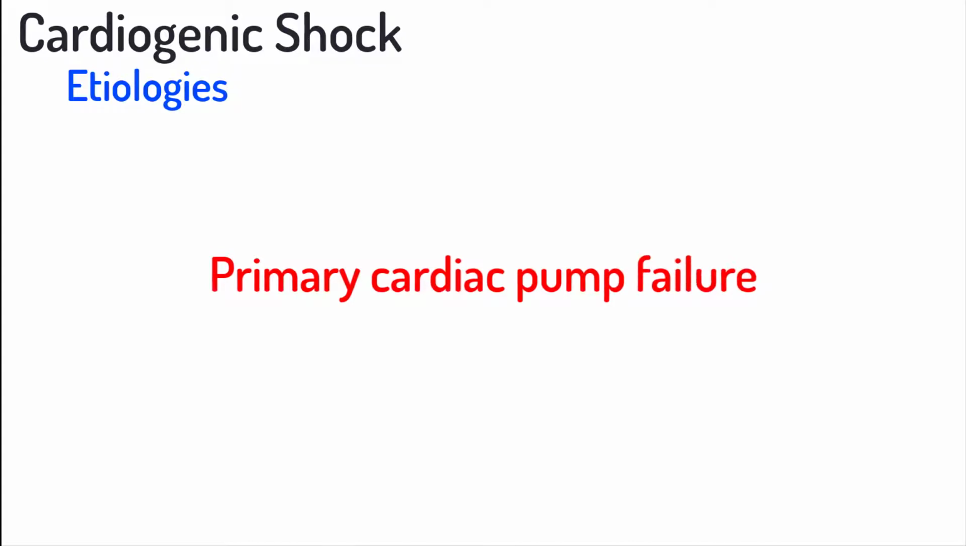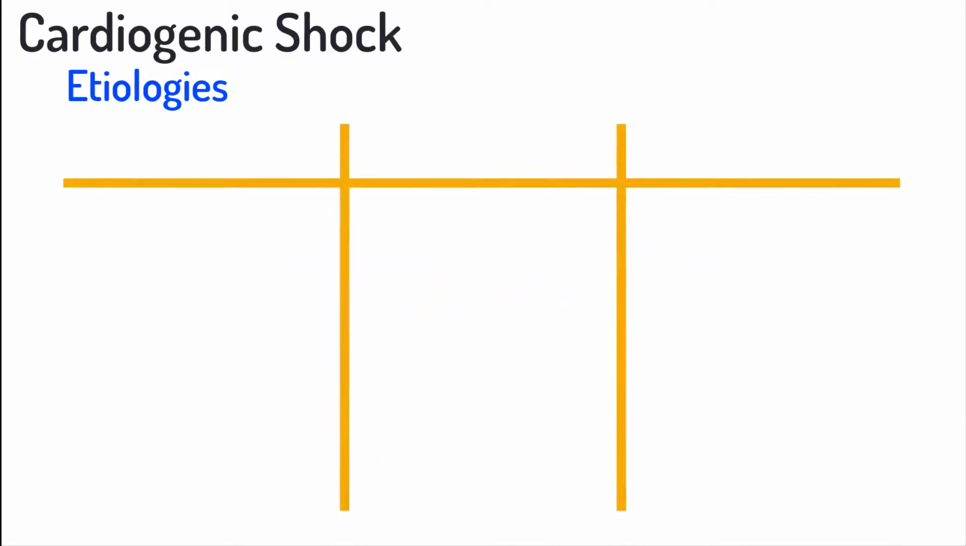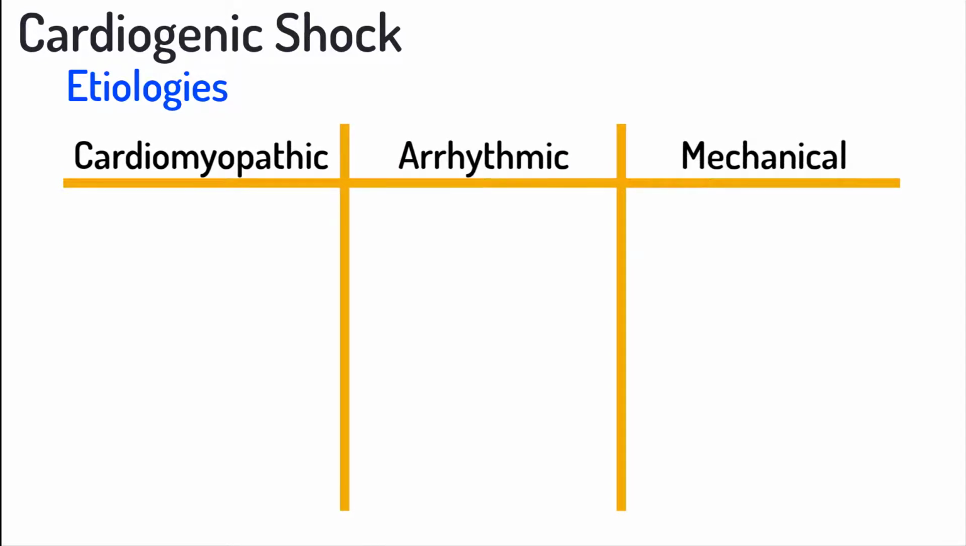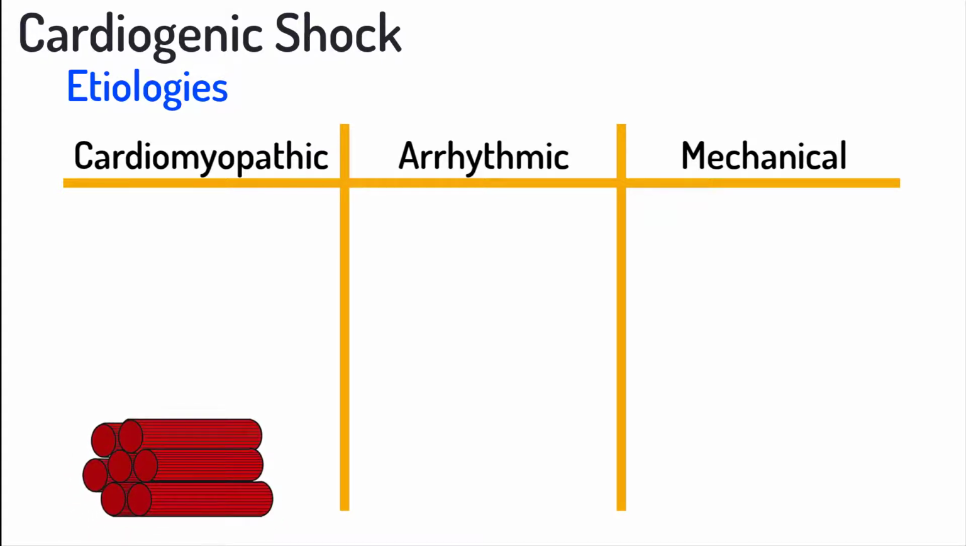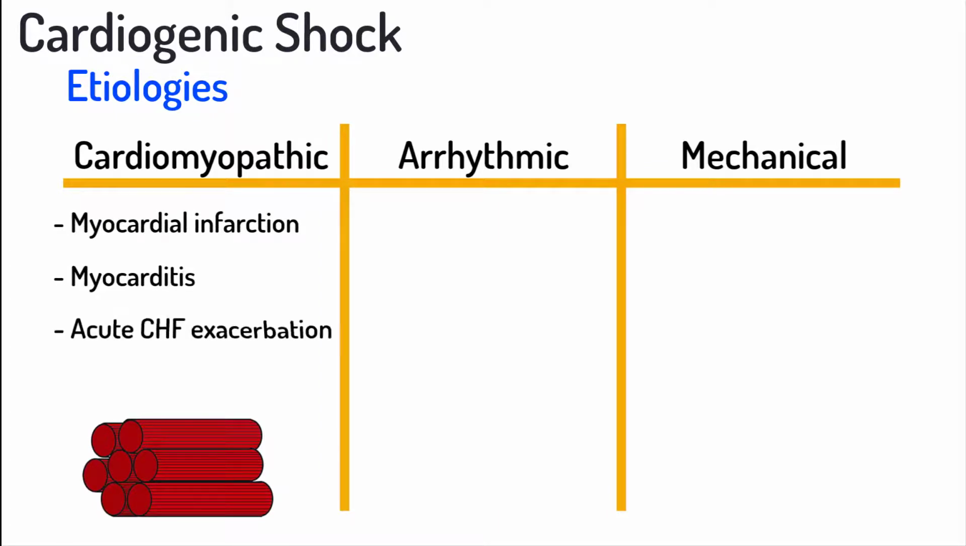Cardiogenic shock is a consequence of primary cardiac pump failure. In other words, some problem with the heart disrupts its ability to propel blood to the remainder of the body. The specific causes of cardiogenic shock are diverse and can be generally categorized as either cardiomyopathic, arrhythmic, or mechanical. Cardiomyopathic causes involve problems with the myocardium or heart muscle. Examples include myocardial infarction, myocarditis, and acute heart failure exacerbation, among others. In all cases, there is some issue intrinsic to the heart muscle that disrupts optimal contraction.